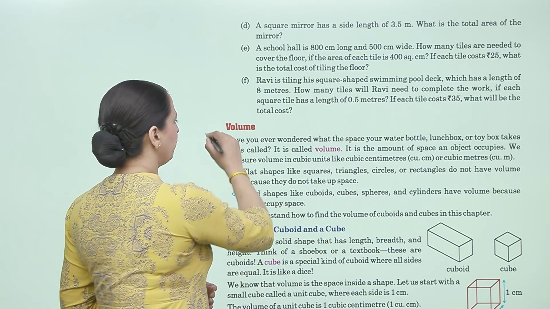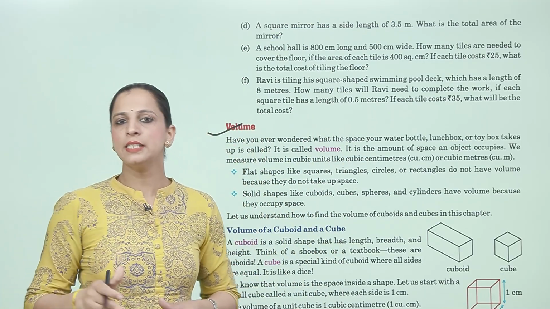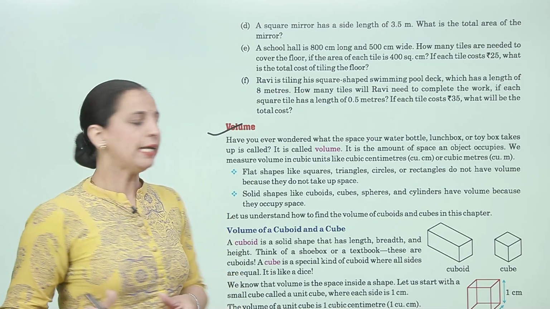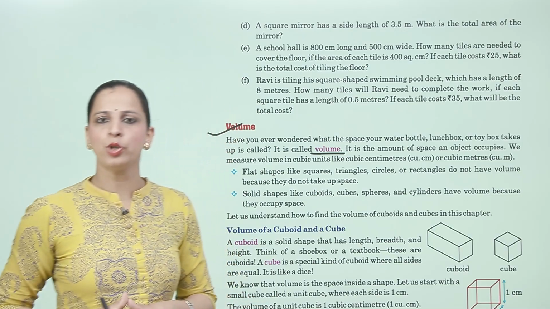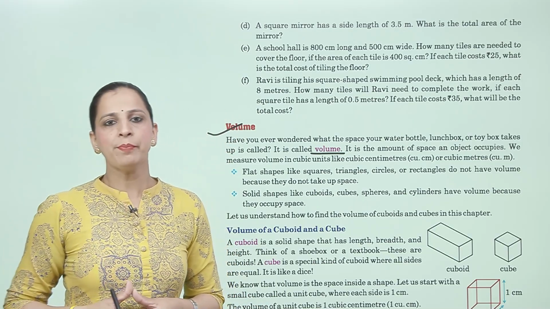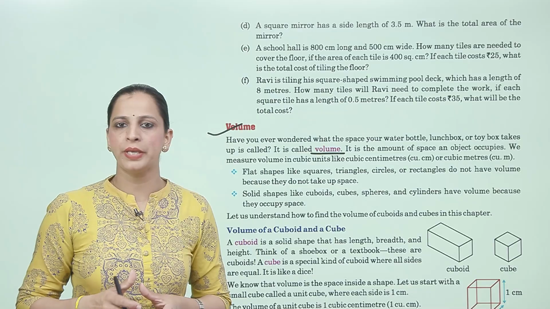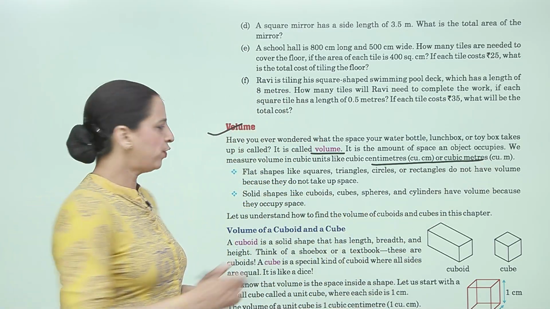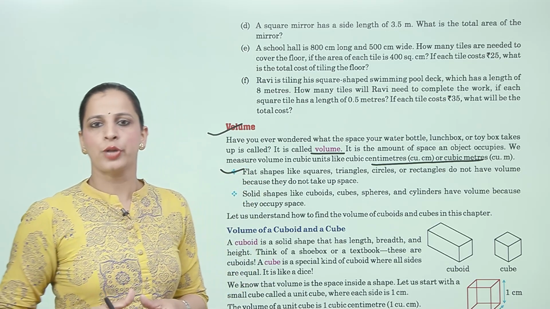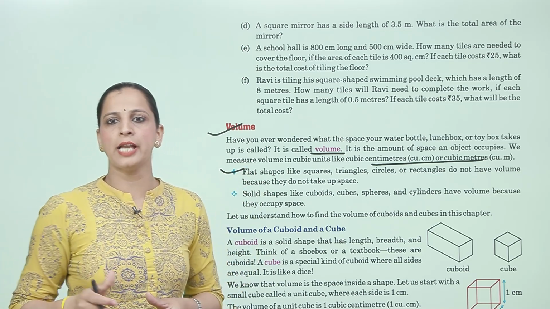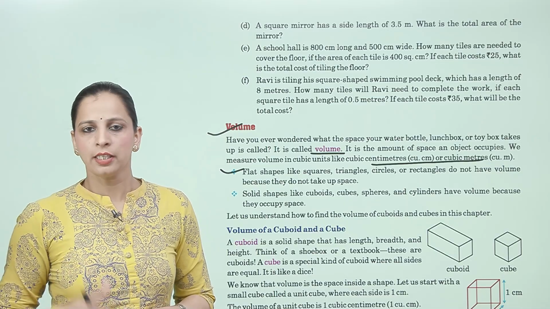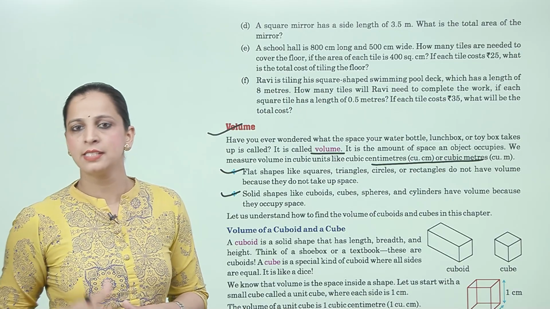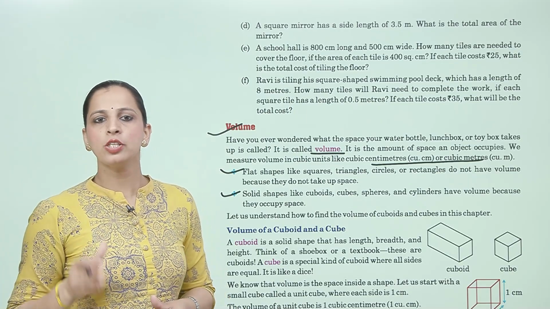नाउ नेक्स्ट इज वॉल्यूम. हैव यू एवर वंडर्ड व्हाट द स्पेस योर वाटर बॉटल, लंच बॉक्स और टॉय बॉक्स टेक्स अप is called? It is called volume. It is the amount of space an object occupies. We measure volume in cubic units like cubic centimeter or cubic meter. Now, first, flat shapes like squares, triangles, circles or rectangles do not have volume because they do not take up the space. Now next, solid shapes like cuboids, cubes, spheres and cylinders have volume because they occupy space.